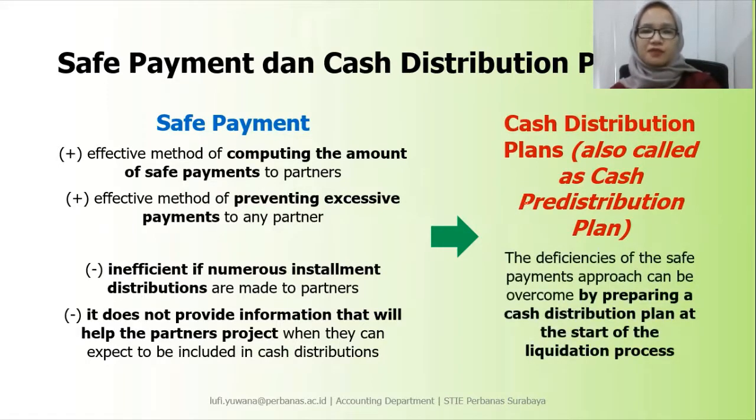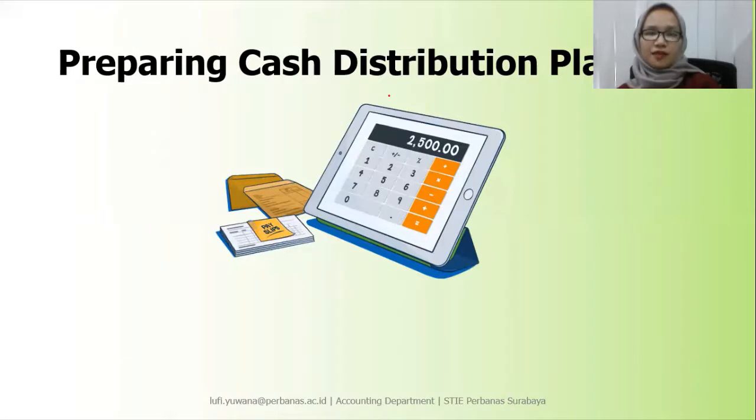Just like I have mentioned before, because the name of this plan is pre-distribution, its function is to make the planning of the distribution, and it is made at the start of the liquidation process. So it is the kind of form that is used to reduce the deficiencies or the ineffectiveness of the safe payment schedule. It is the topic today, and we would like to talk about the process to make the pre-distribution plan. So now let us start with the instructions to make the cash distribution plan.